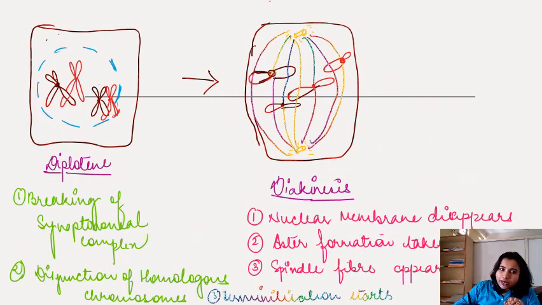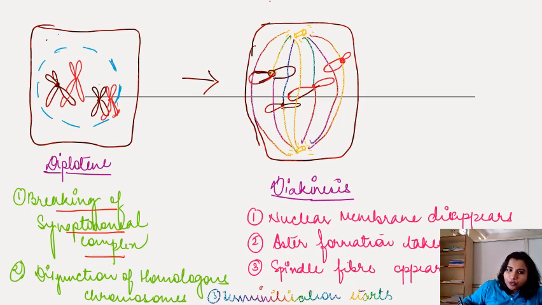Let's move to the diplotene stage. If you see the diplotene stage, what will happen? Here in diplotene stage, there is a breaking of the synaptonemal complex, a dissolution of the synaptonemal complex. Why? Crossing over already took place in the pachytene stage, right? So what will happen now? The job is done. So the synaptonemal complex starts dissolving.